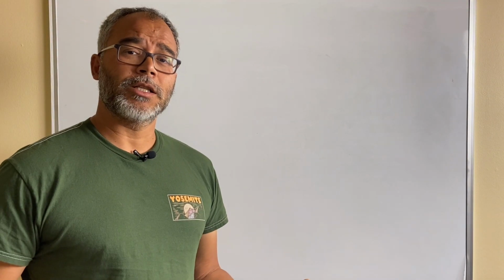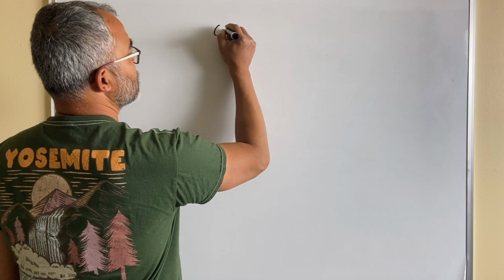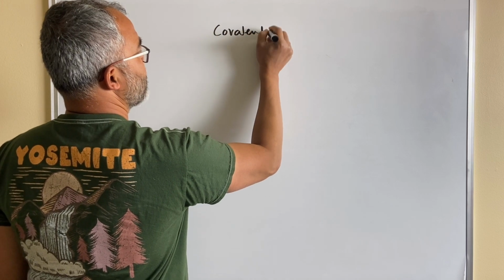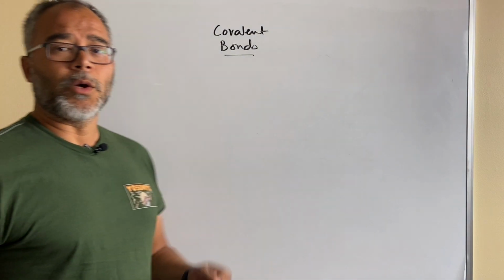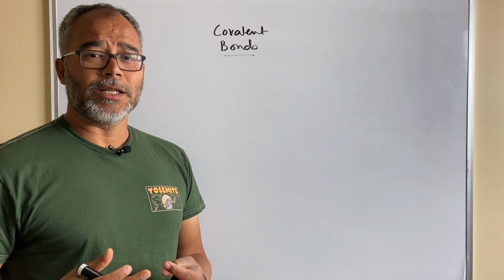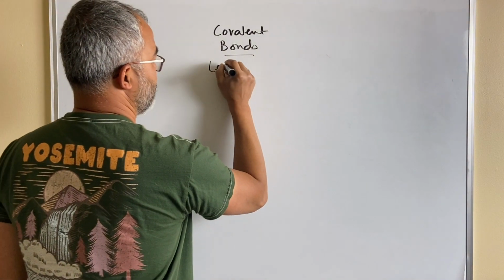Let's talk about the concept of Lewis structures, okay? So whenever you have covalent bonds, the way the bonds are connected to each other is described by something called Lewis structures, okay?